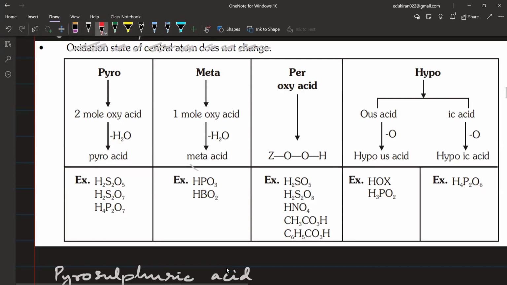ठीक है. In meta case, what you need to have, you should have 1 mole of oxy acid और उसमें से पानी निकाल दीजिए and you remove water from that. Per oxy acid में you will have O double bond O. इस टाइप का बॉन्डिंग होगा आपके पास. In case of hypo, if you have an acid, sulfurous हो चाहे sulfuric हो, phosphorus हो चाहे phosphoric हो, if you remove one oxygen atom, then you are going to get what? Hypophosphoric acid, hyposulfuric acid, hypophosphorus acid, this type of thing. Okay, so please write this down.